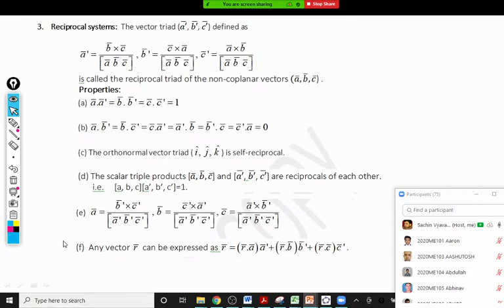Next, the fourth property is here, property number D. The scalar triple products ABC and A dash B dash C dash are reciprocal of each other. Meaning if A dash B dash C dash are the reciprocal vectors of ABC, then their box products are reciprocal of each other.